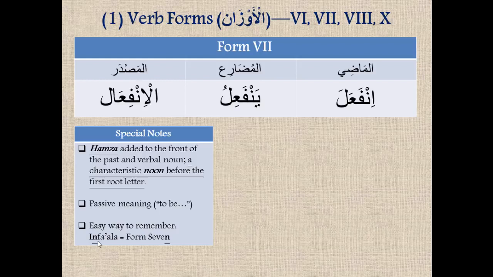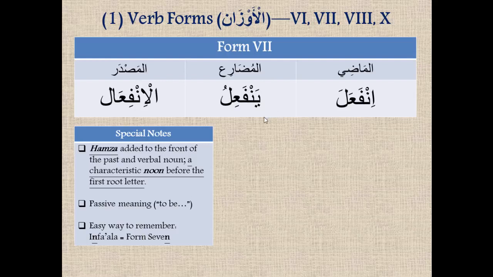So an easy way to remember Form 7 is to use a certain shortcut. In fa'ala has the noon sound. That corresponds to the end sound in Form 7. In fa'ala, Form 7. So this helps you remember. And this is actually a very useful way for us to distinguish between Form 7 and Form 8. It's easy to confuse those two. There's another shortcut for Form 8, which we will discuss later on.